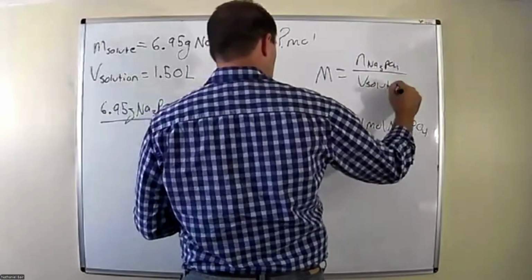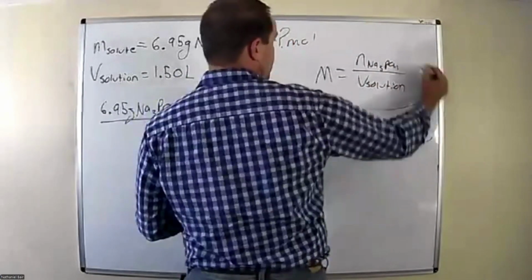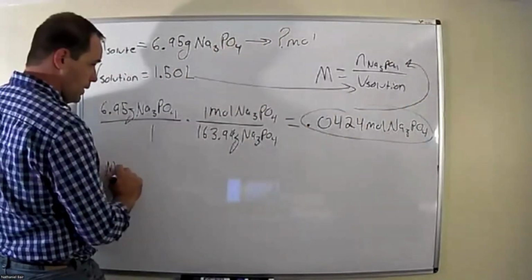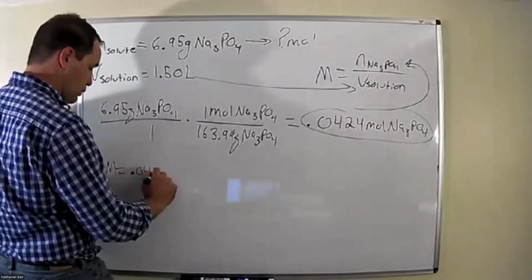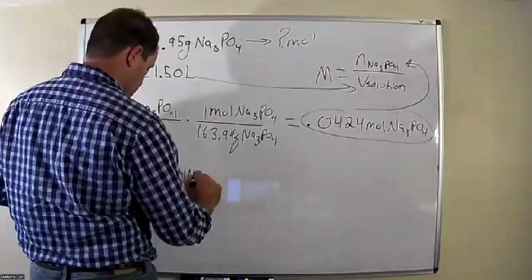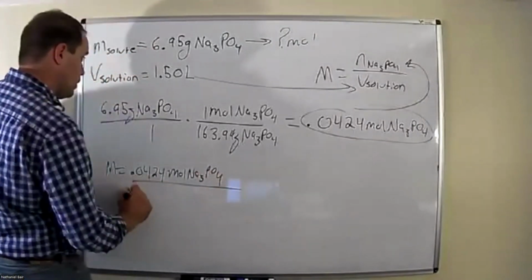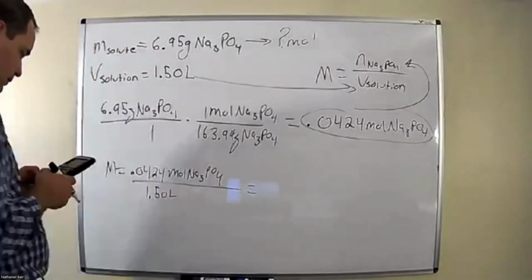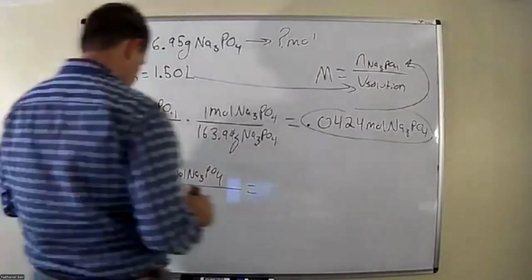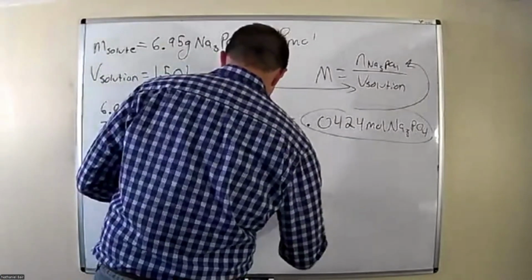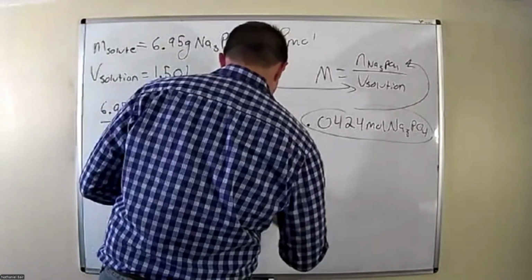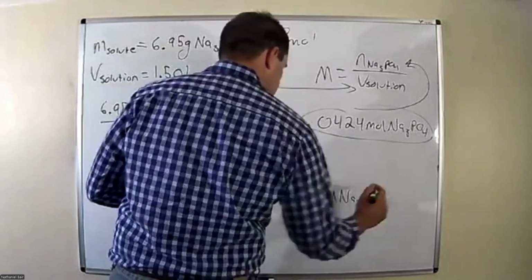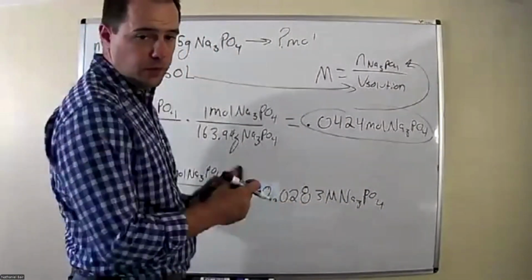So molarity is moles of the solute, that's the sodium phosphate, divided by the volume of the solution. And now we're ready to rock and roll. Y'all just got the numerator. We have the denominator. It's already in liters. So here we go. The molarity is 0.0424 moles of sodium phosphate over 1.50 liters. That's going to be 0.0283 molar sodium phosphate. Notice we use a capital M as an abbreviation for molarity.